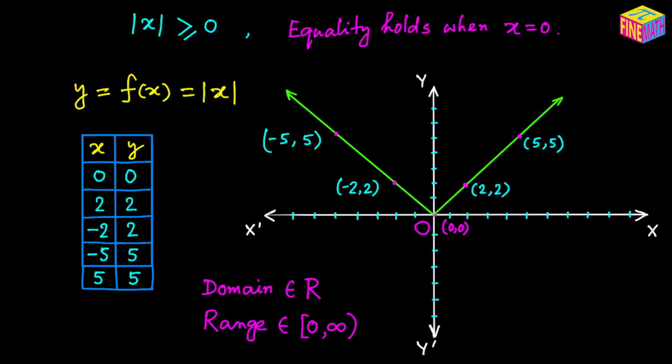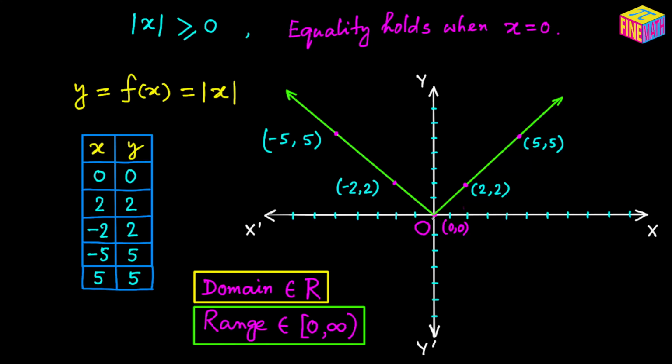Let me highlight it. So the range of the function would be like that, and the domain of the function would be like this. And as you can see, the vertex is actually at the origin. This is what the vertex is. Let me highlight it with a red dot right here on the origin. So that is the vertex of this graph. It's a V-shaped graph, and the vertex is actually at the origin.